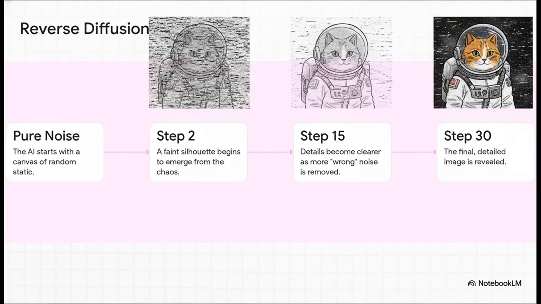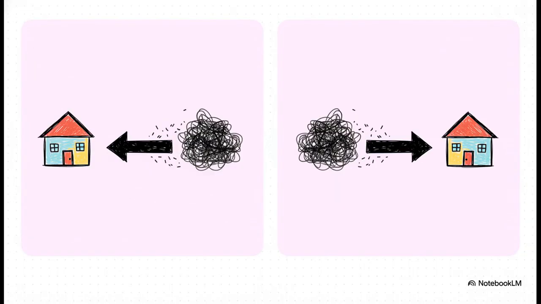And then it removes a little bit of the noise that doesn't fit, and suddenly a faint shape appears. It just keeps doing this over and over, refining the image with every single pass. So you can really think of this as two sides of the same coin, right? Forward diffusion is the learning phase, where the AI adds noise to understand what chaos looks like. And reverse diffusion is the sculpting phase, where it removes that noise to create order, using everything it just learned.